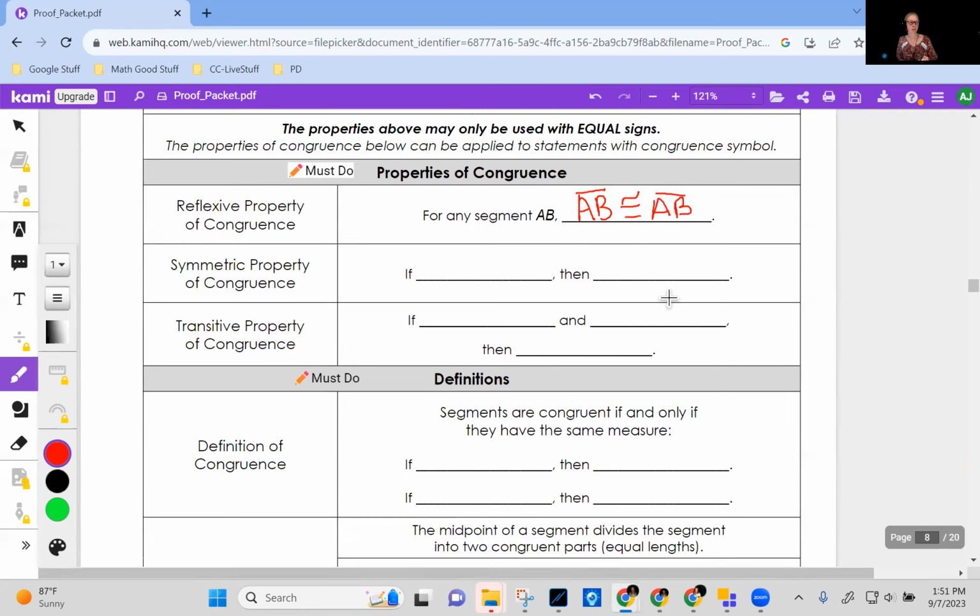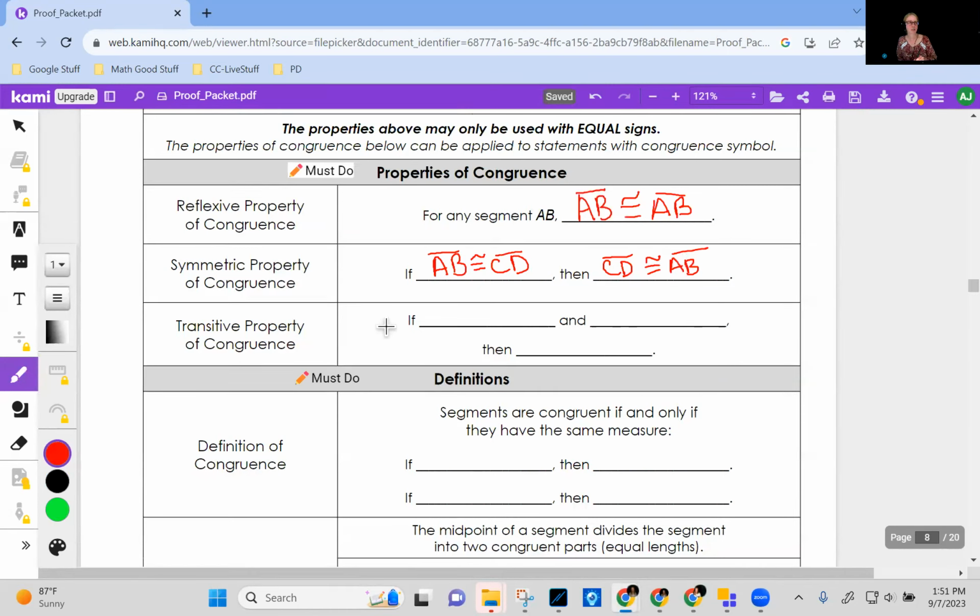Okay, symmetric property of congruence. Again, it's the same idea of the symmetric property of equality, where we said if A equals B, then B equals A. We write it backwards. We can do the same thing. We can say if AB is congruent to CD, then we can write this backwards. CD is congruent to AB. And you saw some examples where we did use that in the equality proofs.